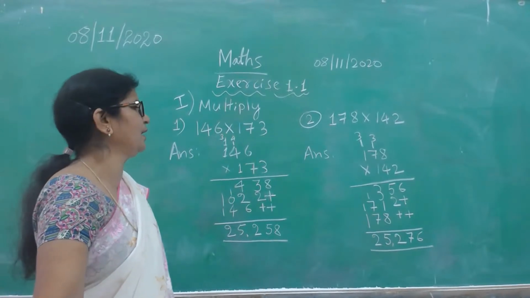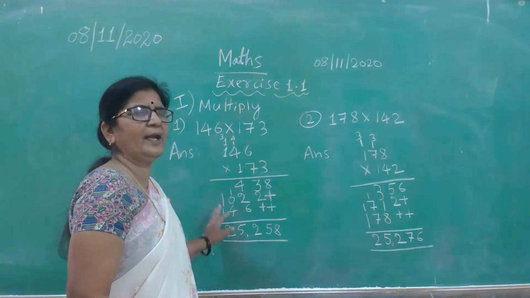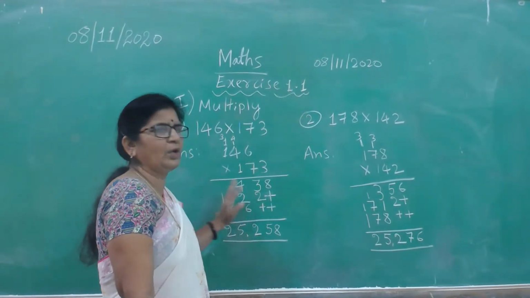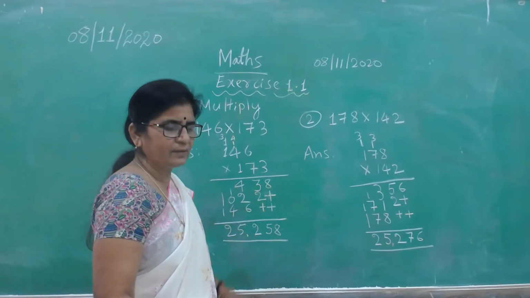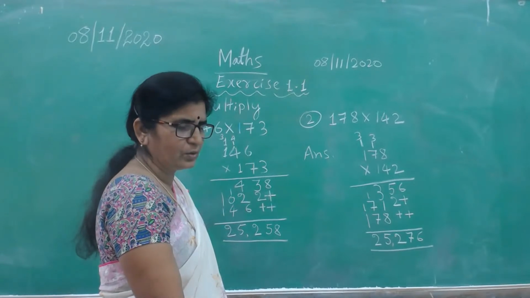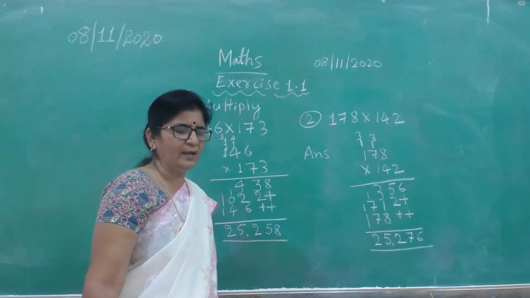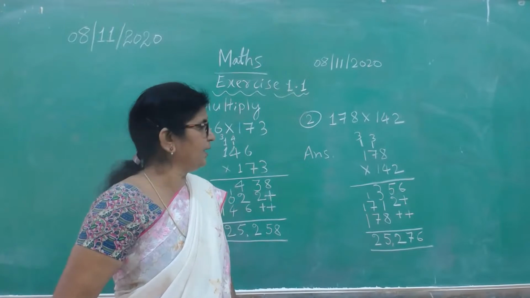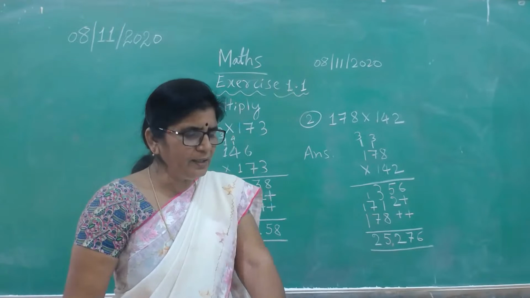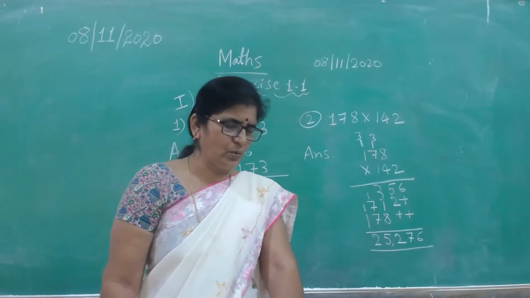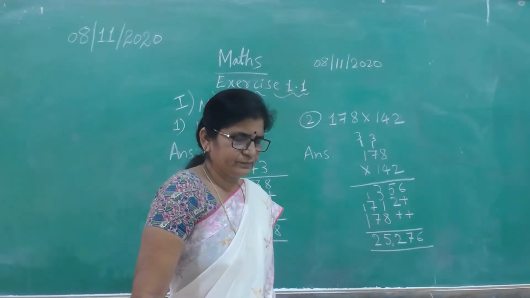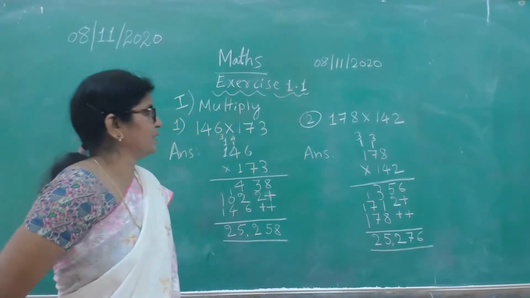Students, here you got the idea how to multiply. You know the method. Only the numbers change. So totally there are 8 problems. Of those, I have given 2 here, and the remaining 6 I will give in the notes. Write it fast.